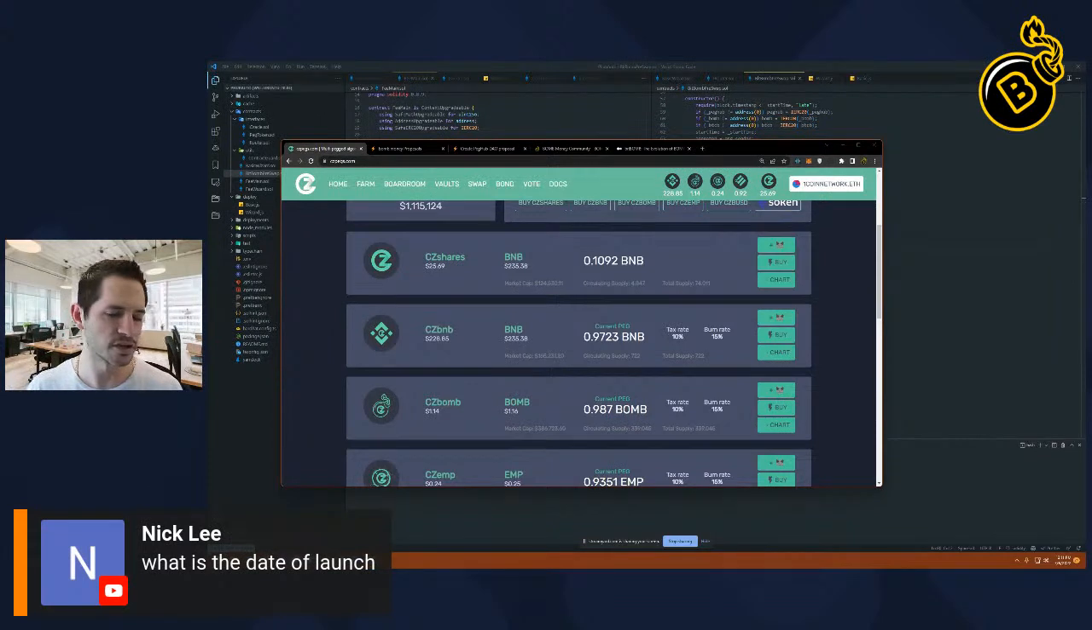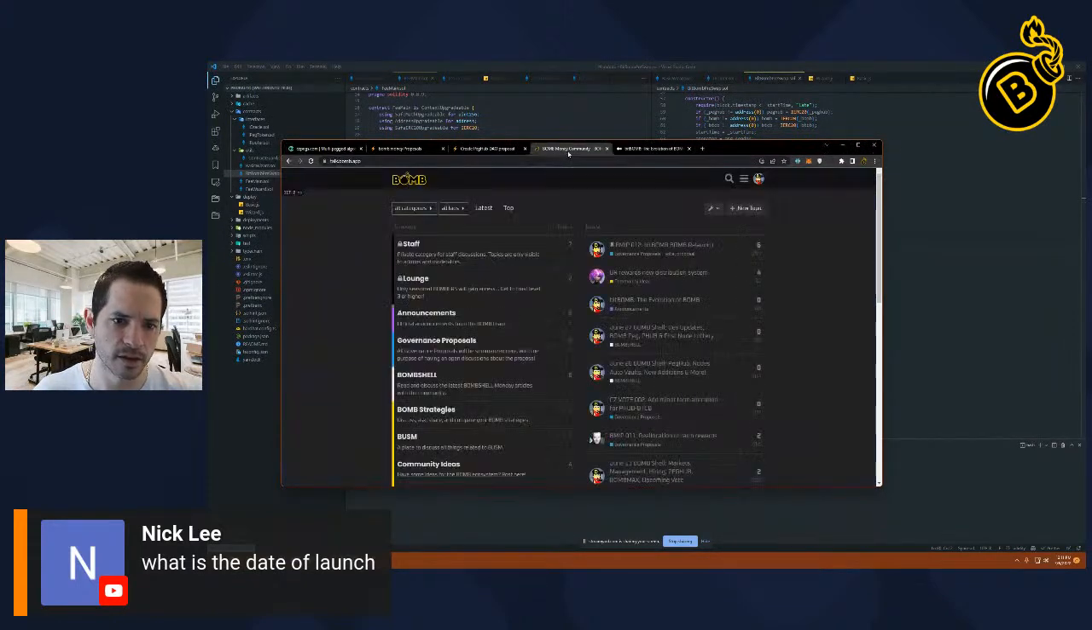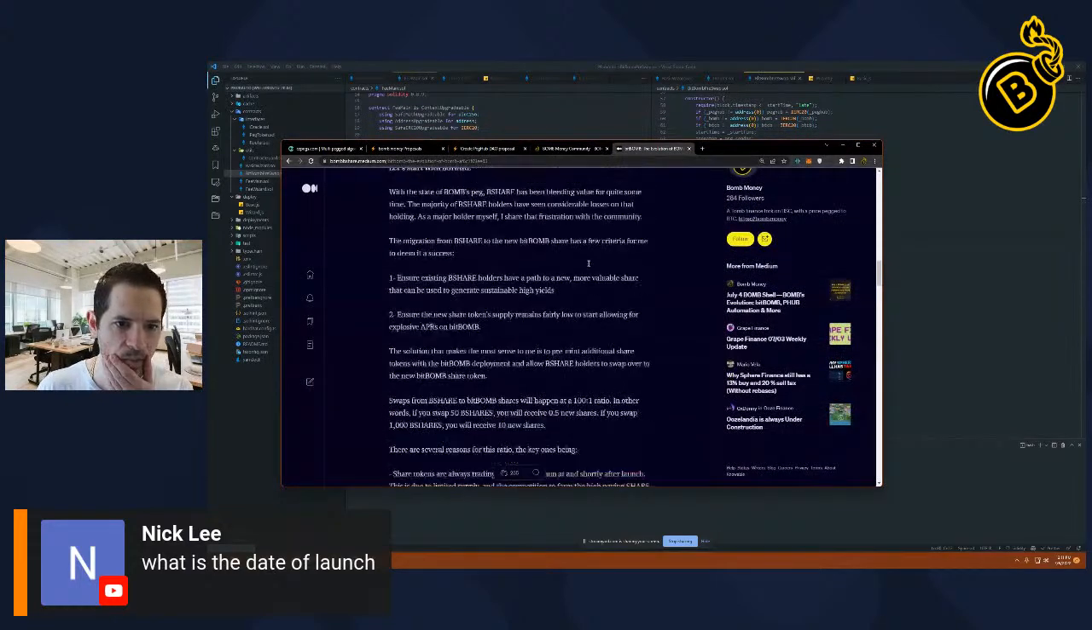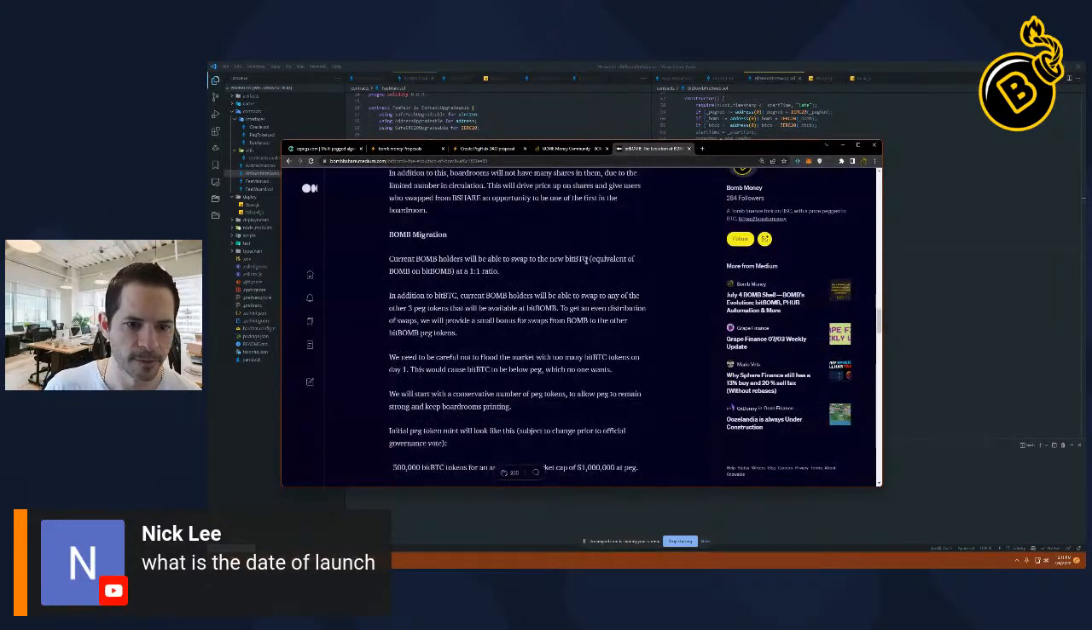The date of the launch. So this somewhat depends on the initial swap. So as I mentioned somewhere around here, I think I talked about this.